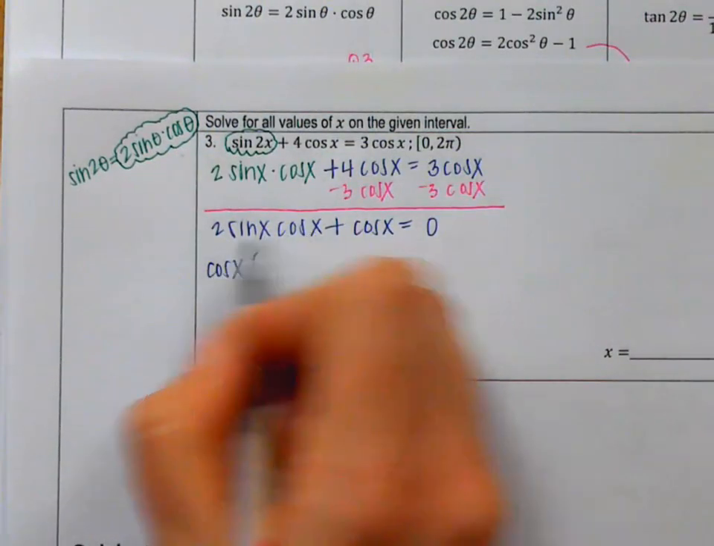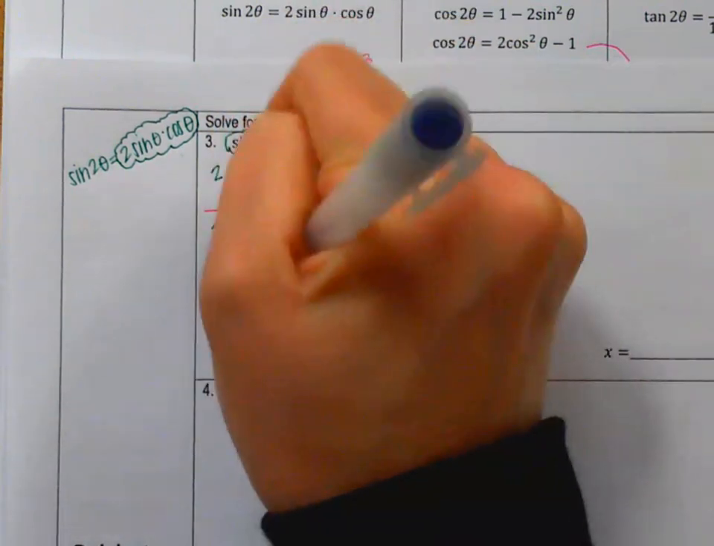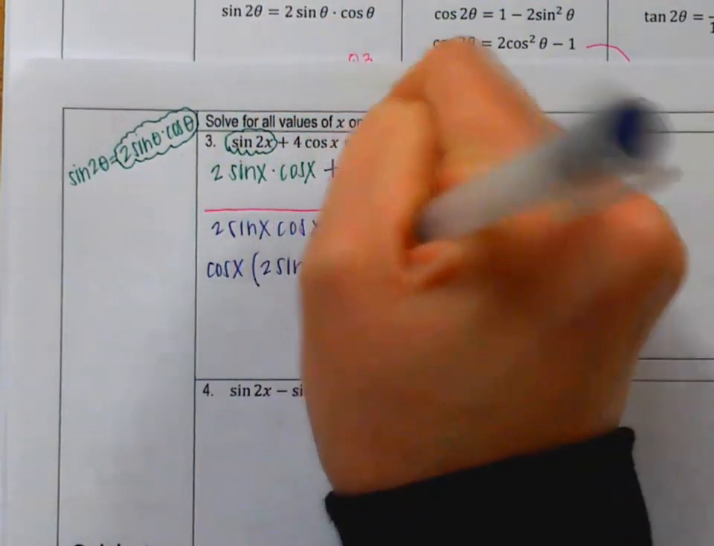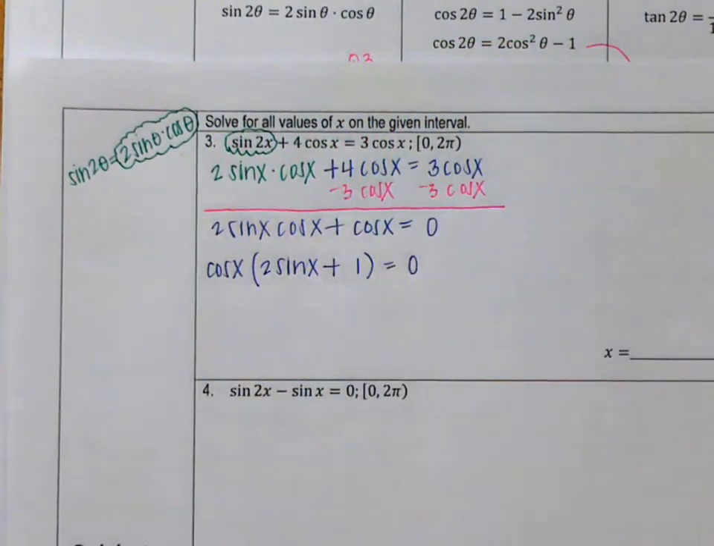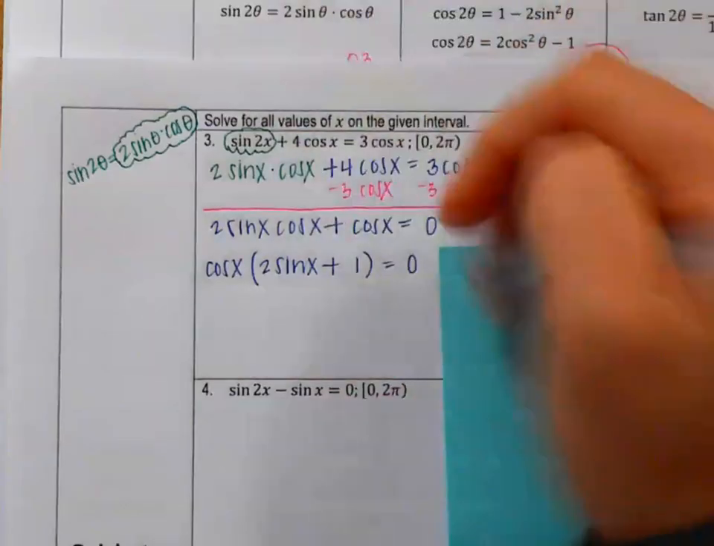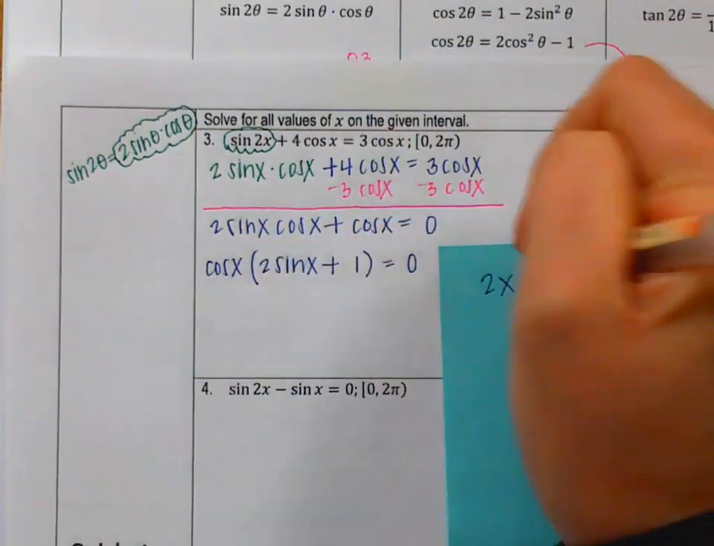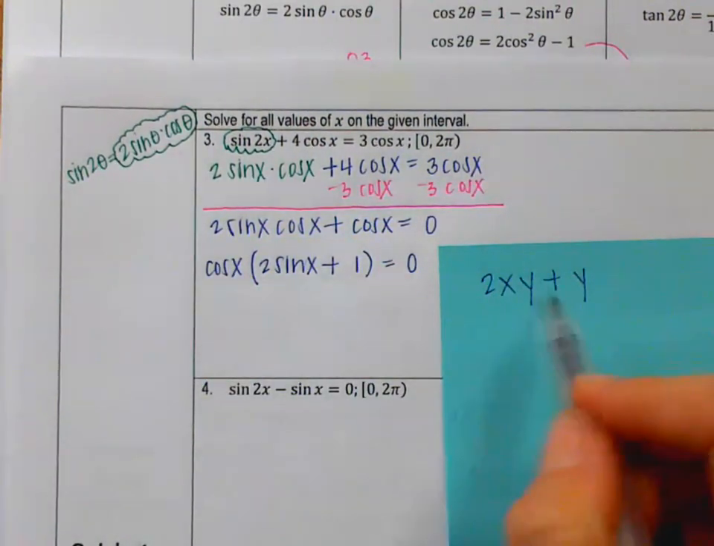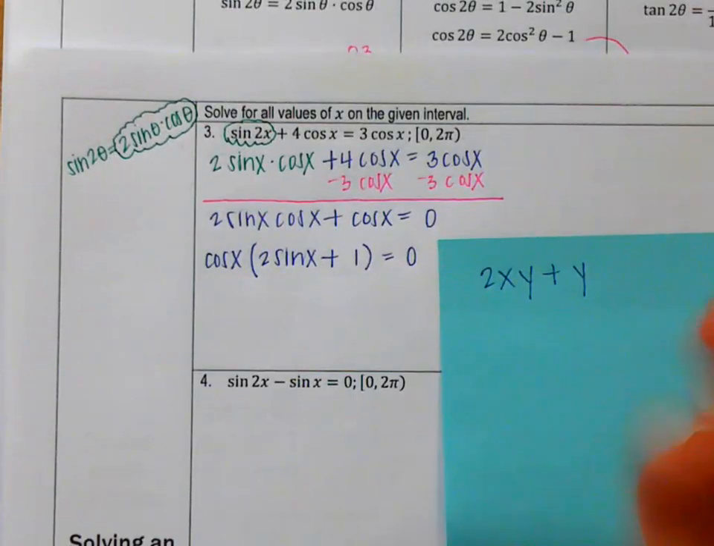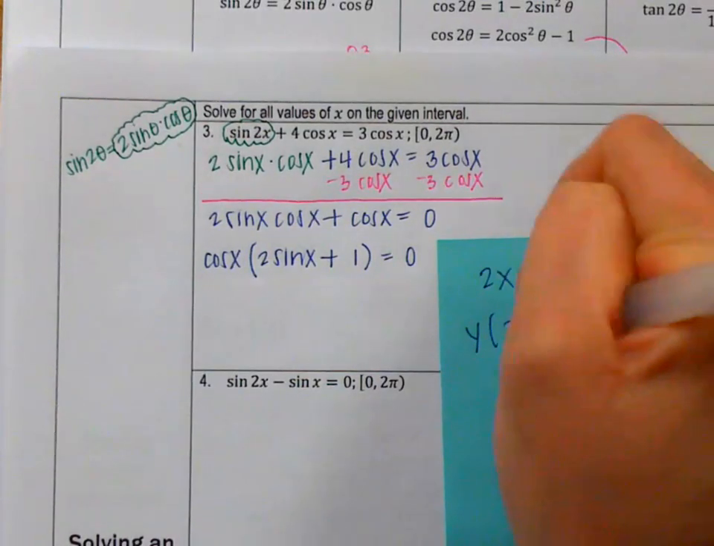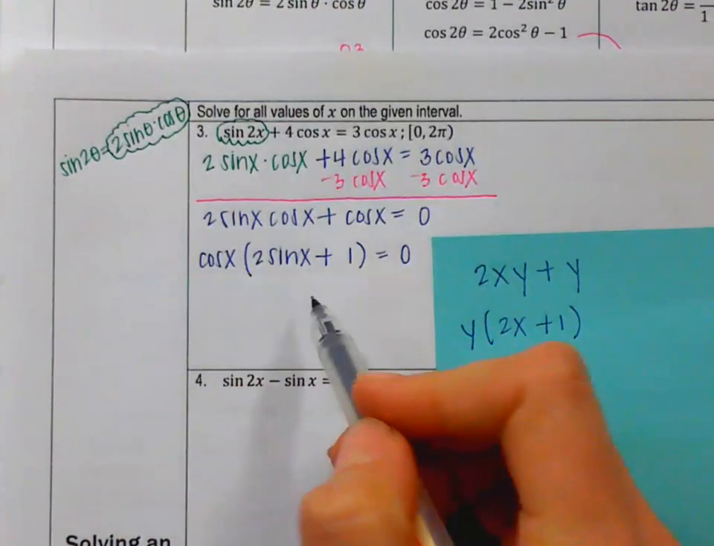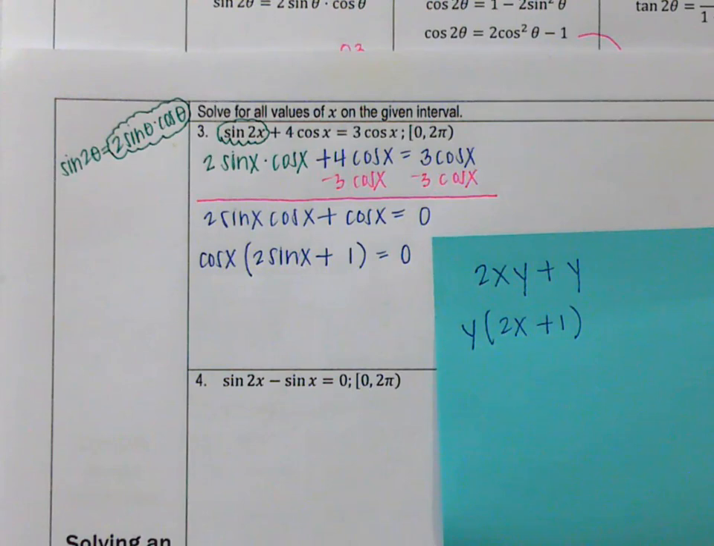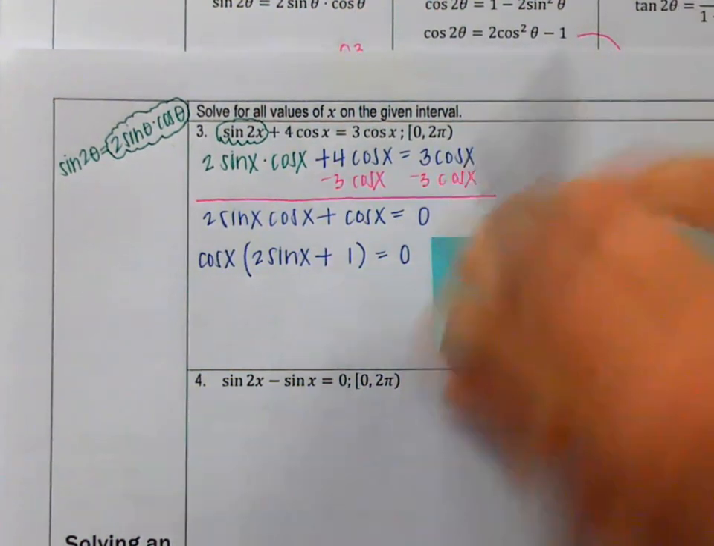When I factor out a cosine x from 2 sine x cosine x, I'm left with 2 sine x plus 1 equals 0. Now, if you're having a hard time seeing the GCF and how to factor that out, you can think about it in terms of x's and y's. If I have 2x, x being sine, plus y, y being cosine, both of these terms have a y we can factor out, and I'd be left with 2x plus 1. It's the same here, just bigger things, sine x and cosine x. So it's the same idea.